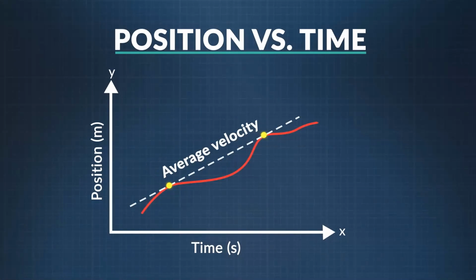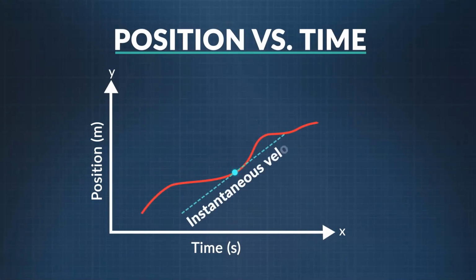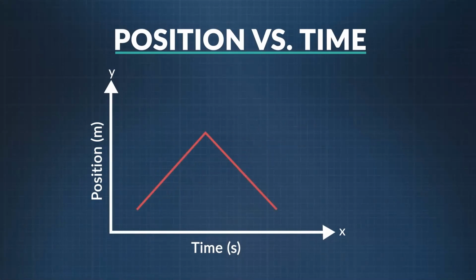If we want to know the instantaneous velocity, or our velocity at a given point in time, we can draw a tangent line from that point in time and find the slope of the tangent. We can also have graphs that look like this, with the line going up and down. This point indicates I'm moving in the positive direction away from my origin. This would be me moving at a constant velocity away from my origin in the positive direction.